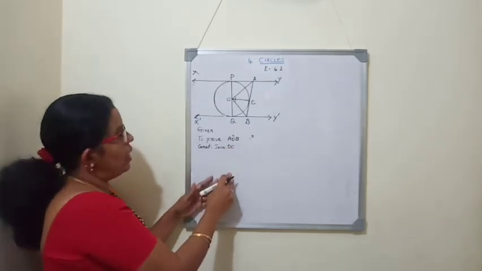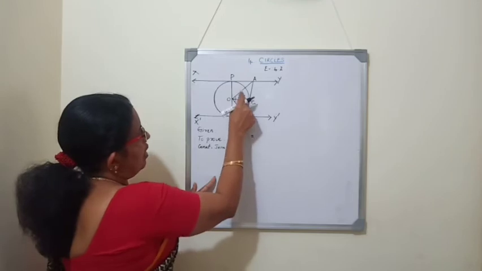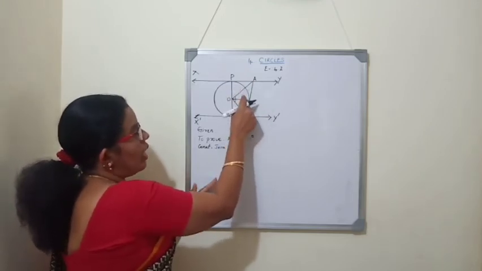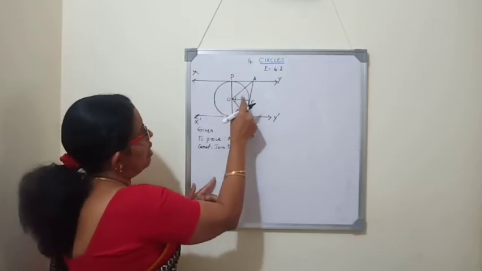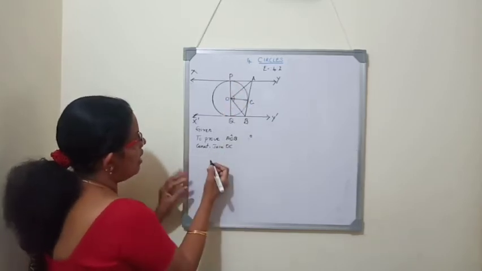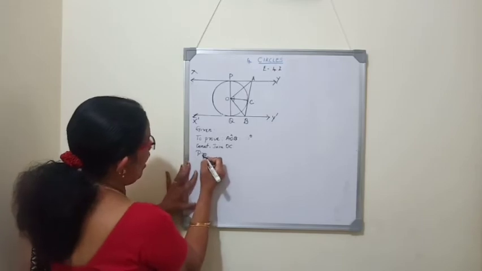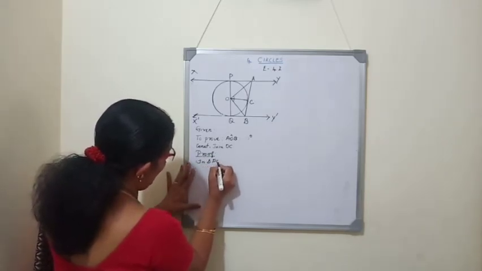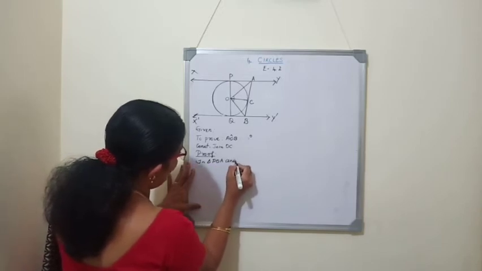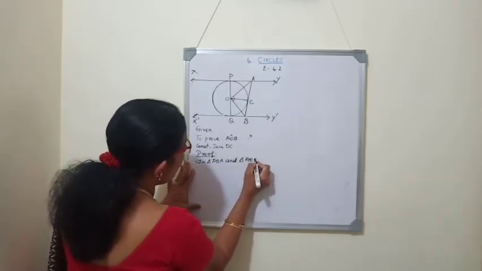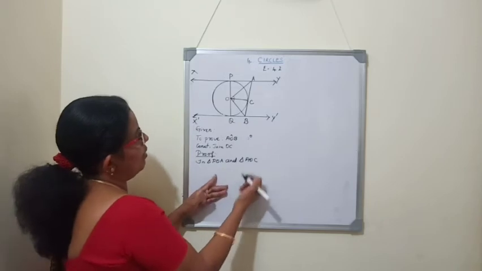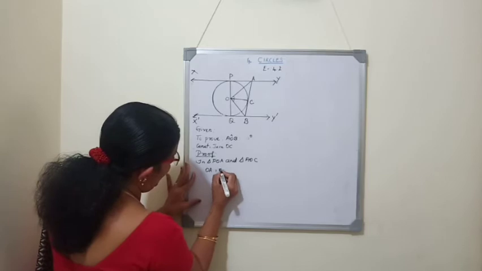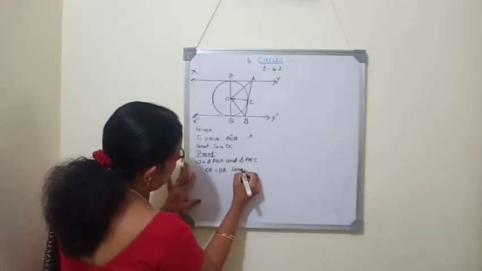Now what we have to do is, see here two triangles are there. This is a quadrilateral. There are two triangles. We will prove that these two triangles are congruent. So which are the triangles? In triangle POA and triangle AOC, how can we prove that these two triangles are congruent? First we can write OA is equal to OA, common side.